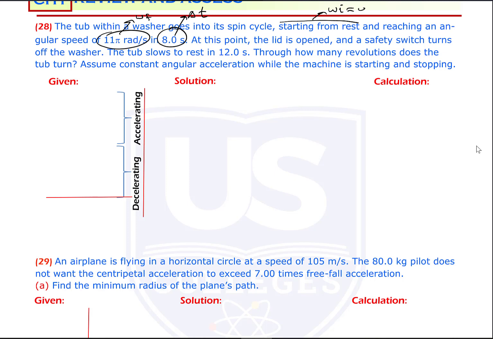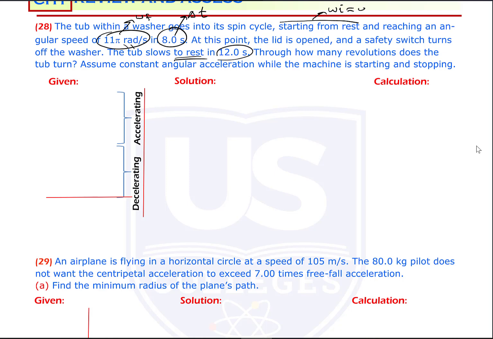At this point, the lid is opened and the safety switch turns off the washer, which means electricity will not be given to the washer anymore. The tube will slow, of course, from this angular speed, which is 11 pi, to rest, which is 0. It slows in 12 seconds. Now, in this problem, we have two steps. First part of the problem is this tube within the washer is accelerating. Second part of the problem, the same tube, after the safety switch turns off the washer, starts to decelerate.